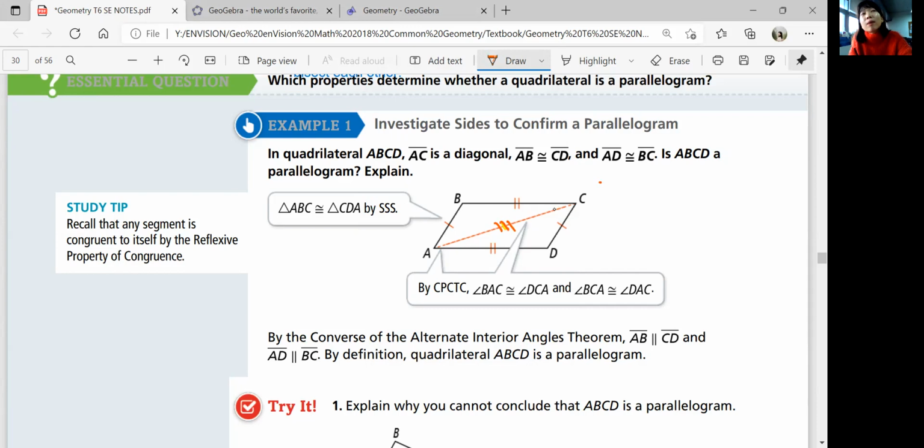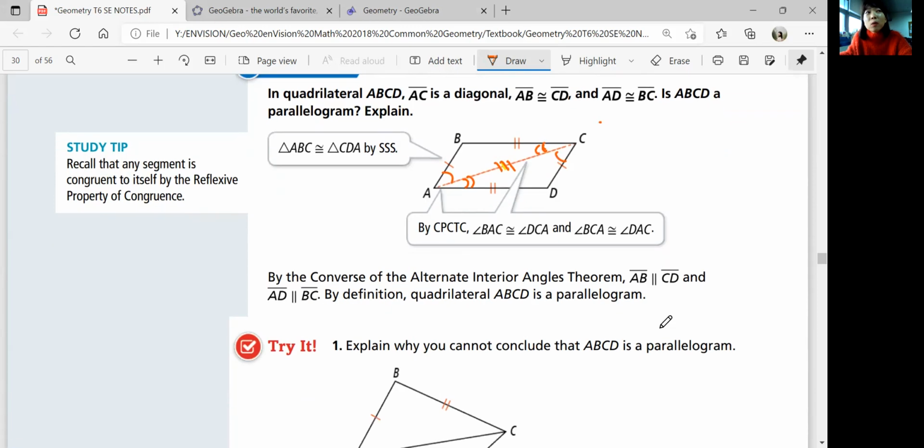So they're congruent. By CPCTC, BAC is corresponding with DCA, so they're congruent. And BCA is also corresponding to DAC. So these two angles are congruent, and they're both alternate interior angles. And if all the alternate interior angles are congruent, by the converse of alternate interior angles they must be parallel, right? AB and CD must be parallel. AD and BC must be parallel. So by definition, we have two pairs of parallel sides, and it's a quadrilateral that is a parallelogram.